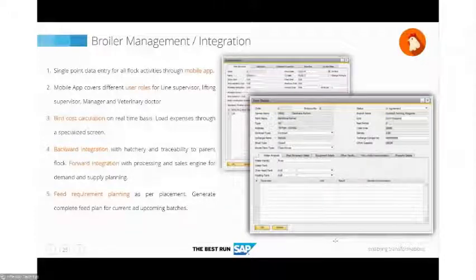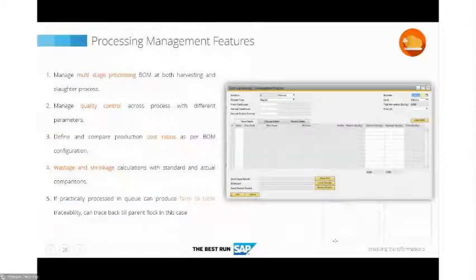Now, in the next module, we'll see the processing plant features. Processing plant, again, is a multi-stage processing system. So we capture the harvesting and slaughter process. Again, these can be N levels, so you can have multiple bills of material. So from a whole bird, you can take out different combinations of byproducts. It also has a feature where it is integrated with your demand in terms of sales and cold storage capacity. So looking at that, we can generate the production planning, which is again integrated with broiler capacity and all.